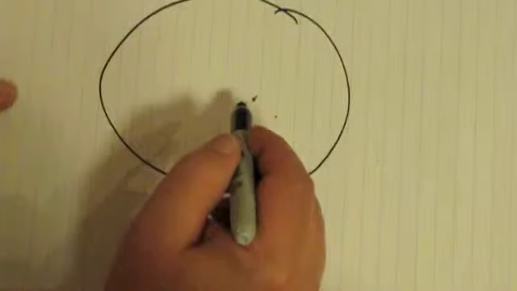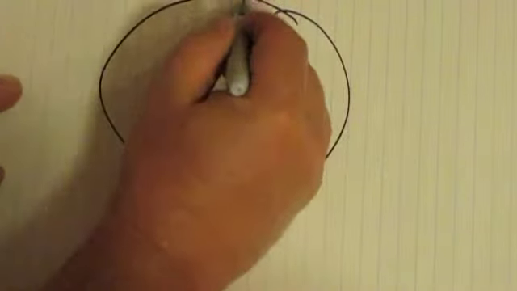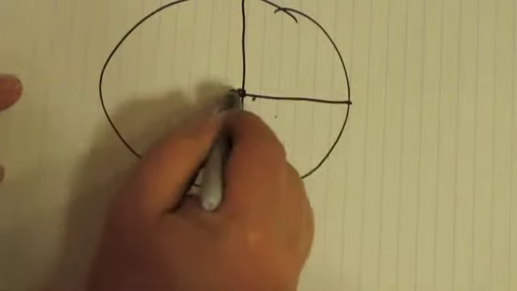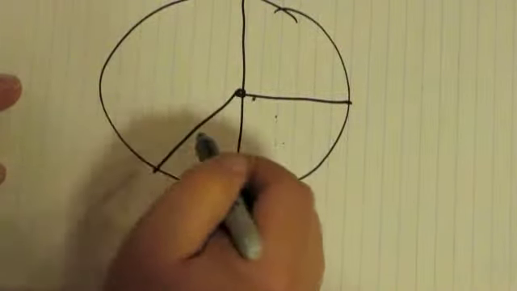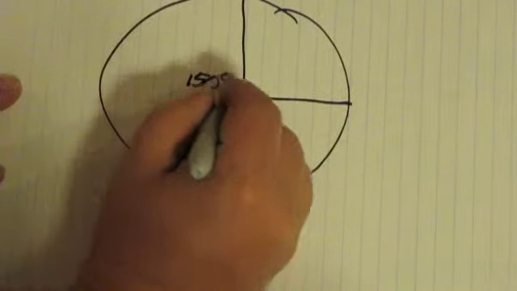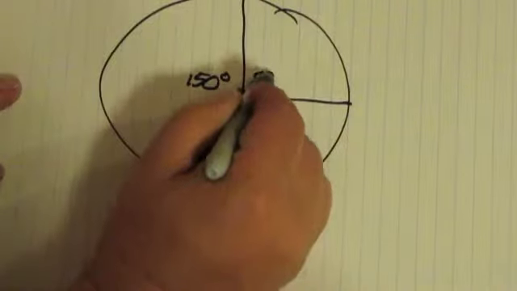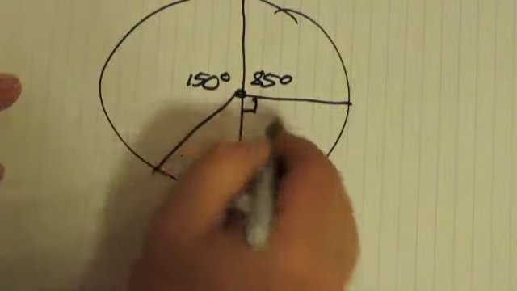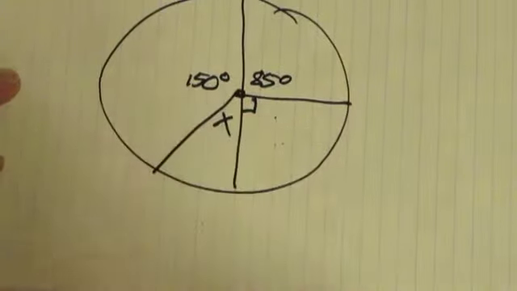I have a circle, and we'll draw this radius here, and we'll draw this radius here, and this is 150 degrees, and this angle's 85 degrees, and this is a right angle. So the question is, what's the measure of that angle?